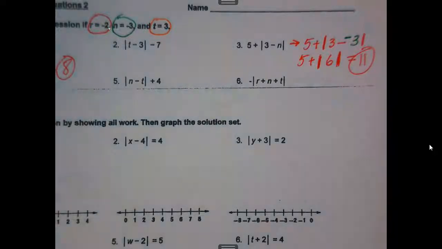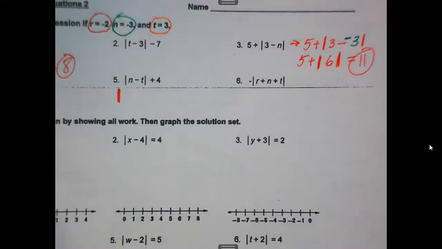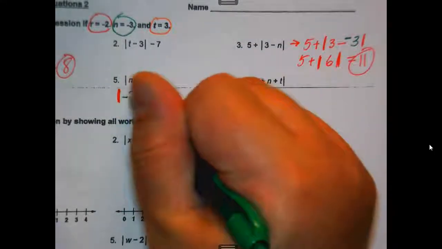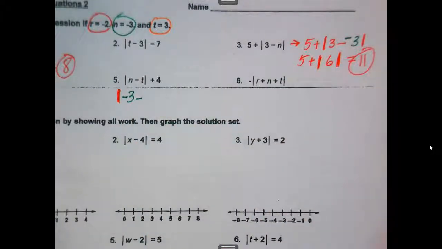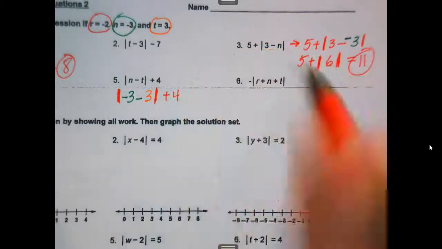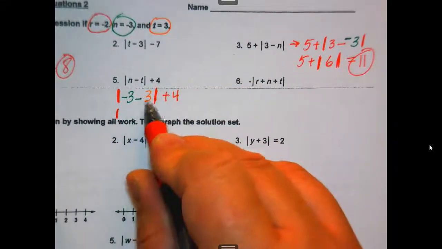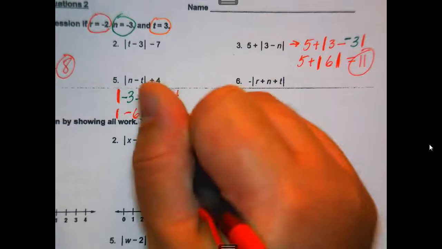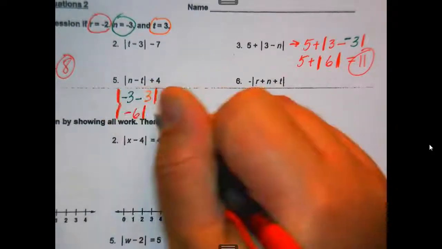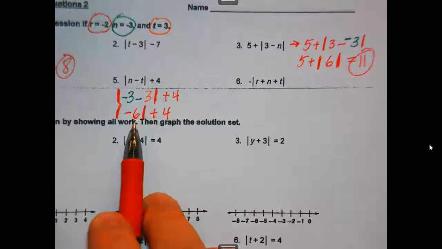All right, number 5. I have the absolute value of N, which is negative 3, minus T, which is 3, plus 4. Okay, the absolute value of negative 3 minus 3 is negative 6, plus 4. Now, anything that comes out of my absolute value signs has to be positive, so this becomes positive 6.